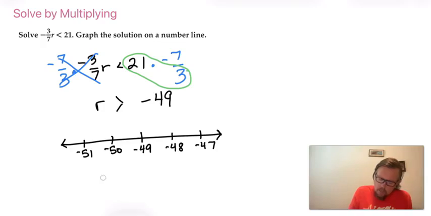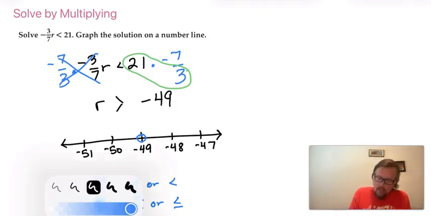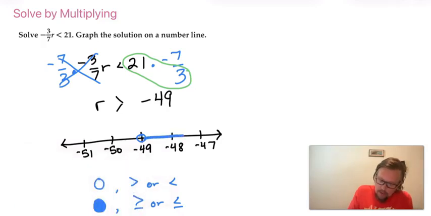Recall that open circles are for greater than or less than. Closed circles are for greater than or equal to or less than or equal to. Oh, I better color this in. My type A people are going to be mad if there's a white spot there. So since this one's just greater than, it is an open circle. And then I need to draw an arrow here showing it's not just -49, it's also all the numbers greater than -49. So my arrow goes this direction.